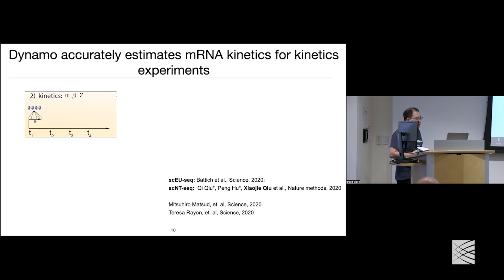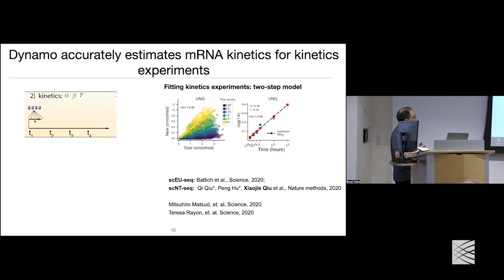So for the sake of time, here I'm going to only showcase how Dynamo can be used to accurately estimate the mRNA kinetic parameters for a kinetic experiment. So here I'm going to use this UNG gene as an example, and I'll show you that we developed this two-step model to estimate the kinetic parameters. So you can see on this phase plot of total RNA and the new RNA, there is a linear relationship for the new RNA to the total RNA, and then you can also see the slope of this linear relationship actually gradually increases as the labeling time increases.